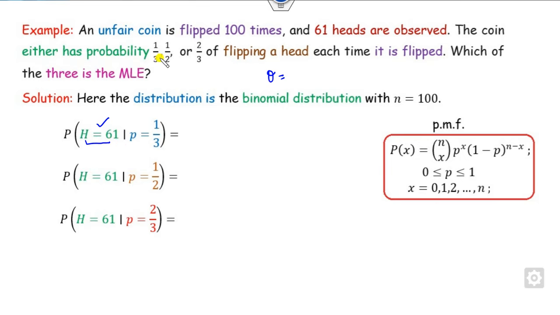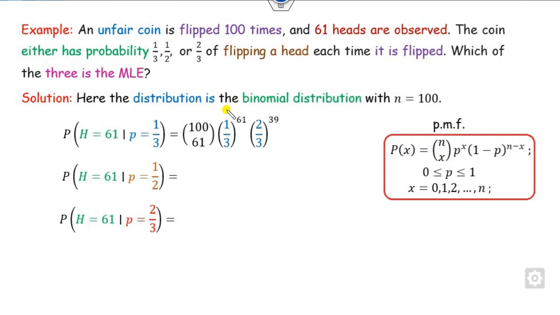So theta is my probability. So either the probability is 1/3, or 1/2, or 2/3. Our target is to find this. So we can substitute this value in here. N is my 100. So this value is my 100.